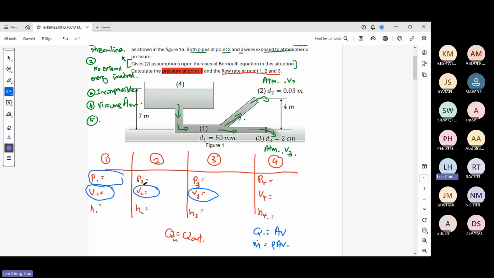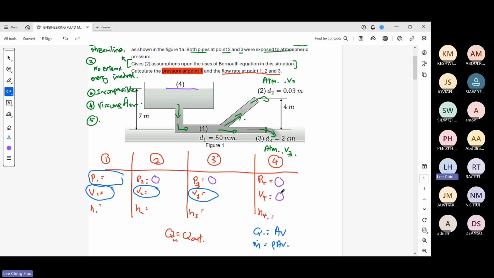First of all, you see 0.2 and 0.3, the atmosphere is the atmosphere pressure. That's why you can put P2 and P3 as 0. P4 is the water surface, so also atmospheric pressure. Then at the water surface again, velocity is 0. So then the last one is the height difference.